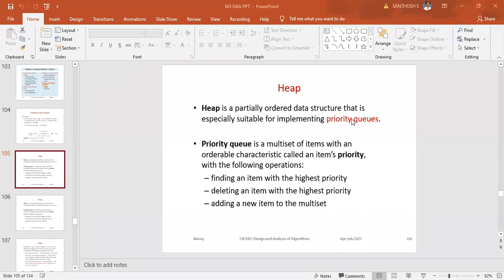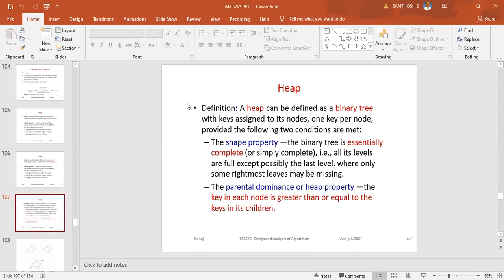Now you come to what is a priority queue. As you know, a queue contains a set of items. A priority queue is a multi-set of items with an orderable characteristic called the item's priority, with the following operations: finding the item with highest priority, deleting the item with highest priority or lowest priority, and adding a new item to the multi-set. For this purpose you use a priority queue. So heap is the data structure that is suitable for implementing a priority queue.